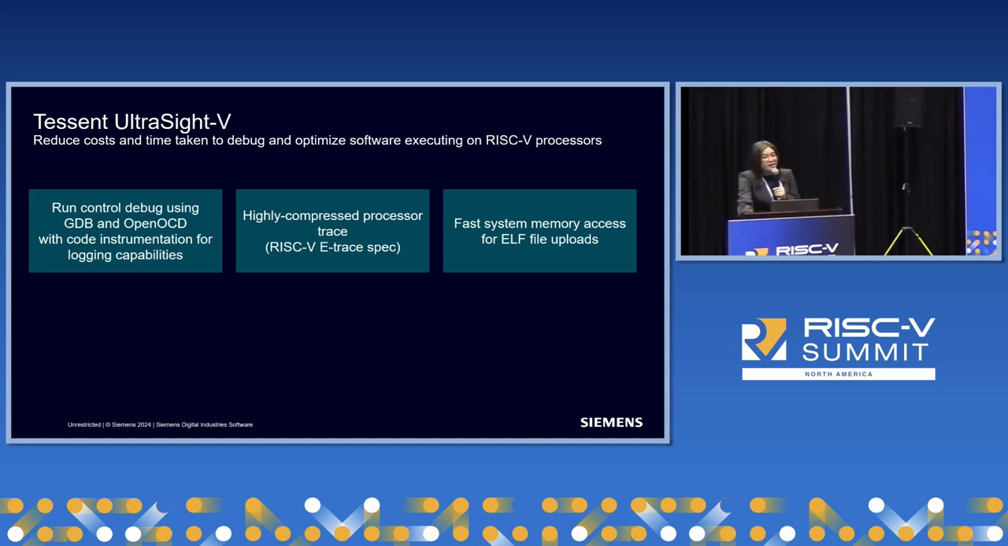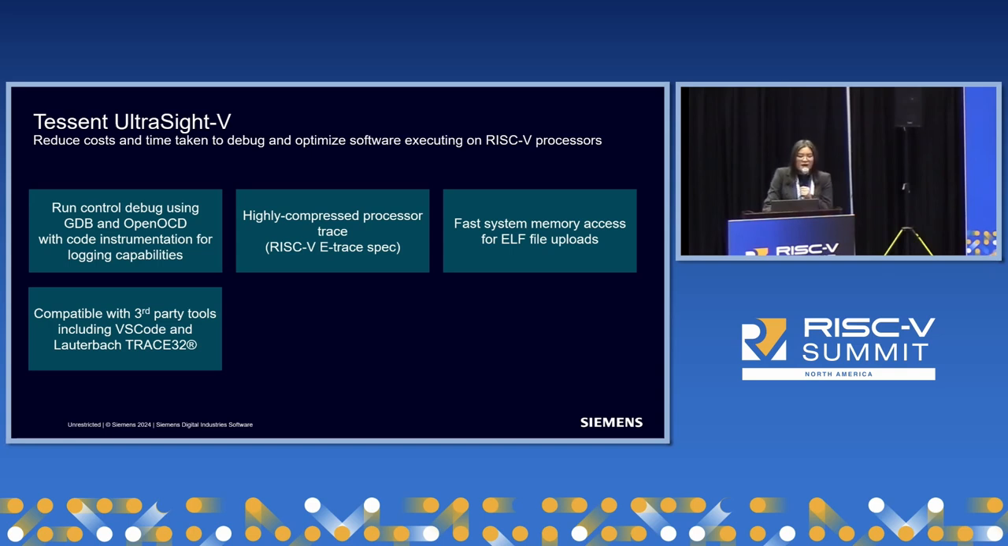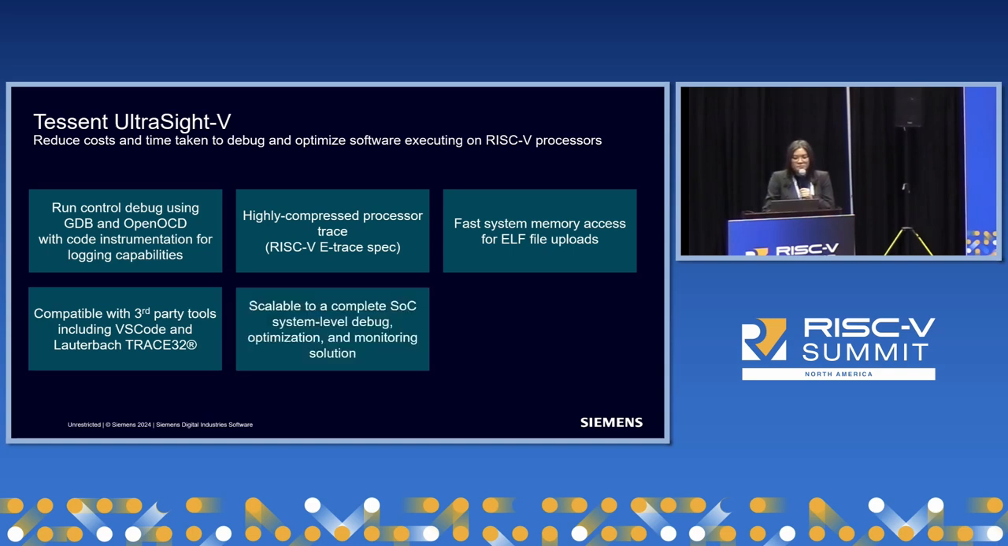Code compilation and re-uploading of code does take multiple iterations, especially when you're trying to debug and root cause an issue. So UltraSight-V also provides a mechanism for fast system memory access, and that way you can do a very fast code upload, which also can reduce your time taken when you're trying to debug and test. I should also mention that UltraSight-V is compatible with third-party tools, such as VS Code, and the embedded IPs in UltraSight-V are also compatible with Lauterbach Trace32 solution.